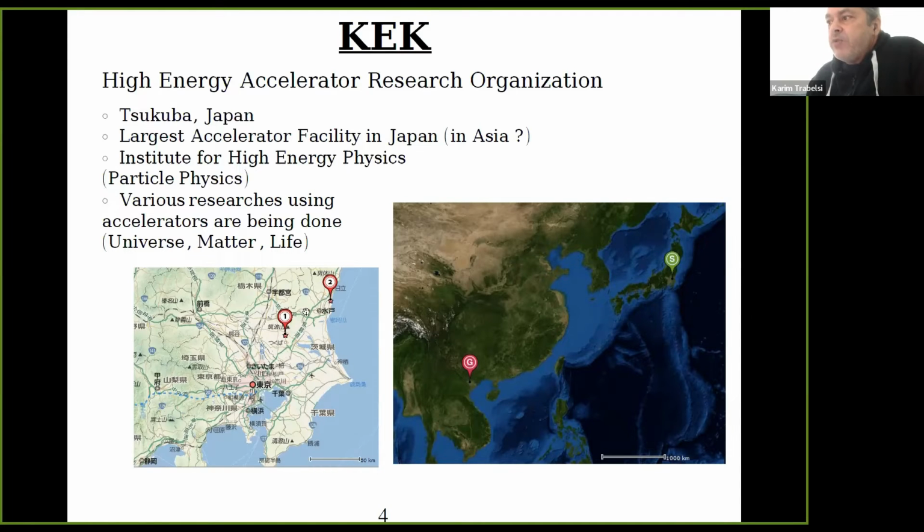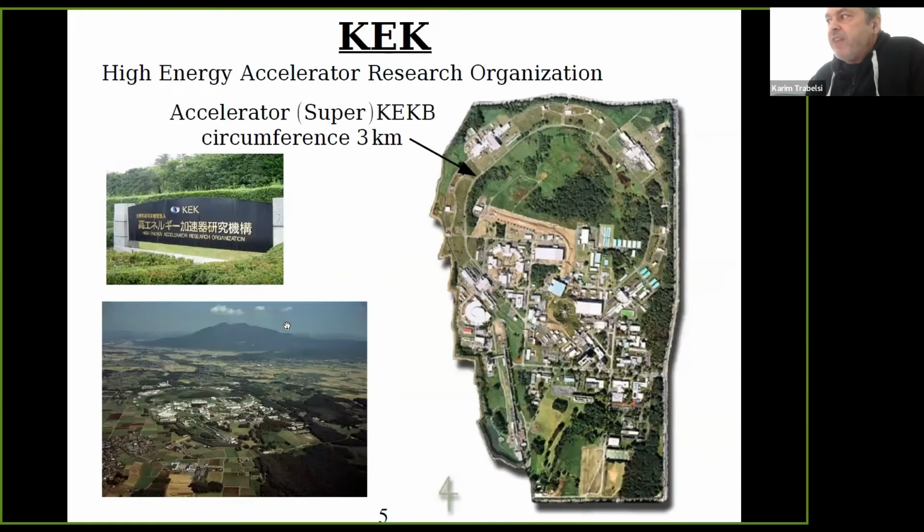KEK, in fact, has two centers, one which is called J-PARC, more on the smaller experiment and fixed target, and KEK, which is a location where the B factories, so where Belle and Belle II are located. Okay, so there is a nice view from above of the KEK campus.